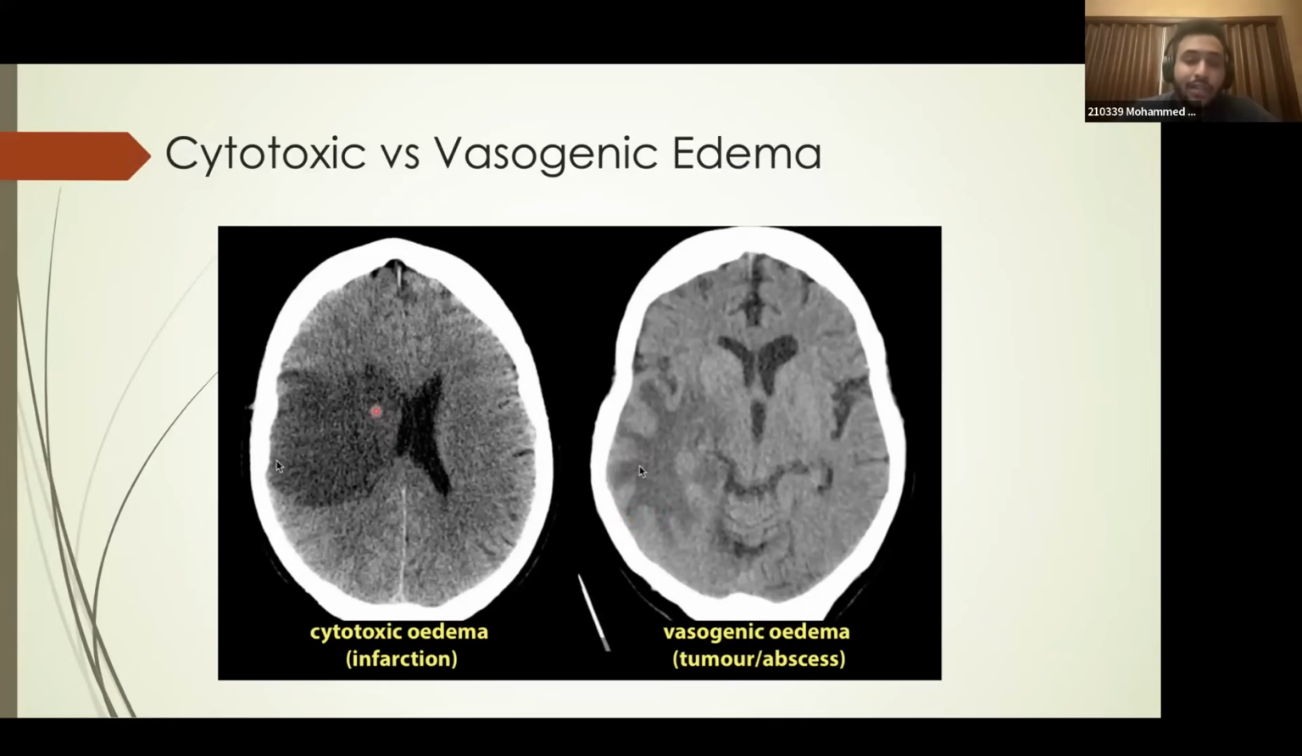However, when it's cytotoxic edema, you cannot tell the difference between the two. You can clearly tell that you can't tell where the gray matter is over here or the white matter. There's no difference here. So this is cytotoxic edema. Cytotoxic edema happens specifically in ischemic stroke, or in infarction. Okay, just ischemia, because the cells are dying in this case.